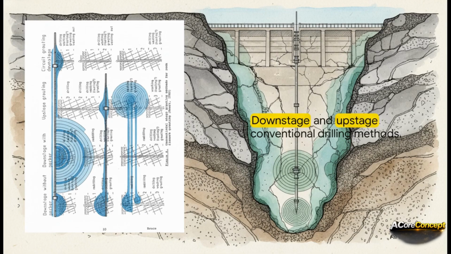There's a brilliant contrast between downstage and upstage conventional drilling methods. Downstage drilling consolidates the ground sequentially, right from the top down. You drill a short stage, grout it, wait for it to set, and then you drill right through that new grout into the next deeper stage. This is a total game changer because it essentially builds a reinforced roof as you go, which allows engineers to use successively higher pressures deeper in the hole without worrying about the grout just blowing out and erupting at the surface.